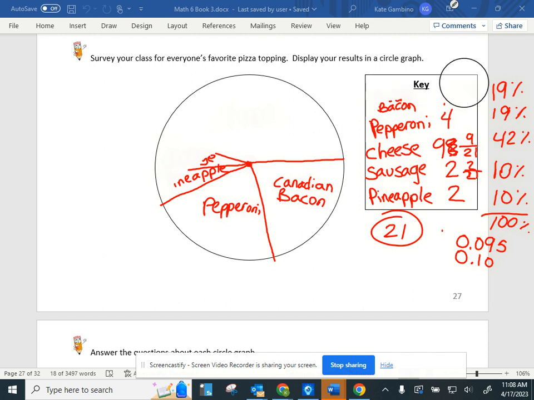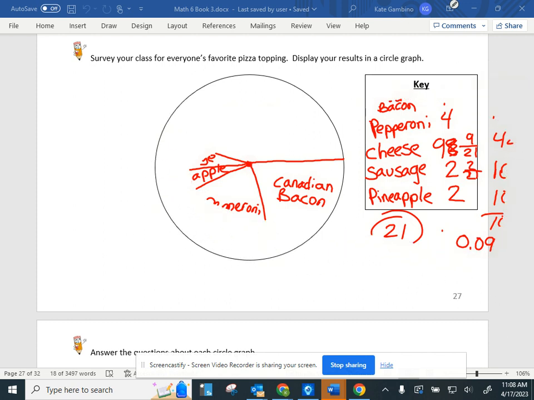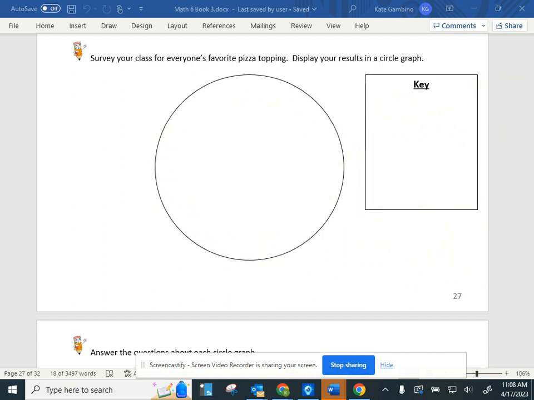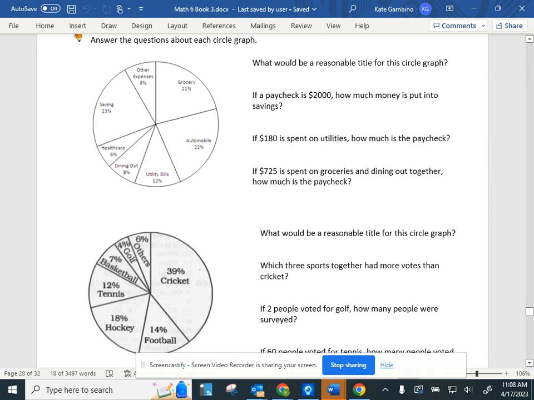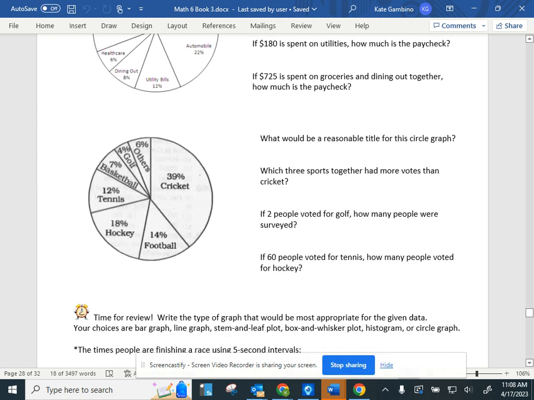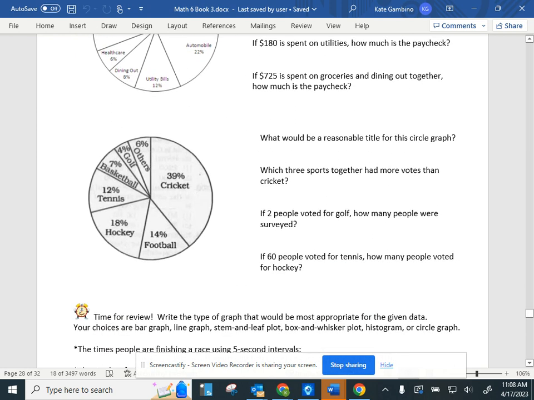On our second page, you need to answer questions about each circle graph. So we need to look at the graph here and answer your questions. Same way we were answering it on that first page. Look at your second graph. Answer the questions. Think about what it's asking you. And try to answer those questions. Think about what we were reviewing about percentages.